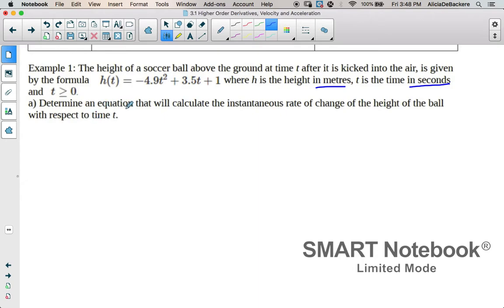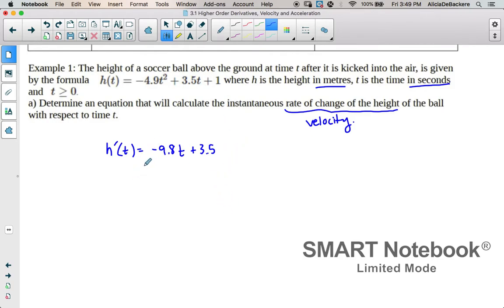So the first thing we want to do is determine an equation that will tell me the instantaneous rate of change of the height. So if I want the rate of change of the height, that's asking me for the velocity, is one way for me to interpret that. And so I want the derivative of the height. So I'm going to take that exponent 2, bring it down and multiply it by the negative 4.9, subtract 1 from the exponent, and then taking the derivative of the second piece here, that's just 3.5, and the derivative of 1 is just 0, so you can write a plus here if you want.